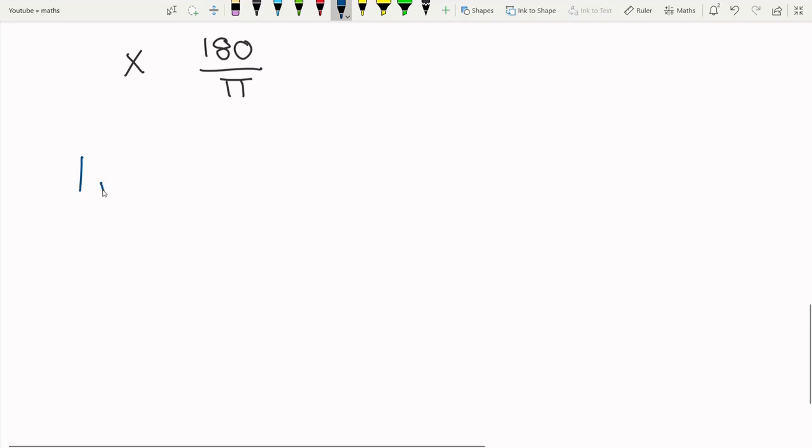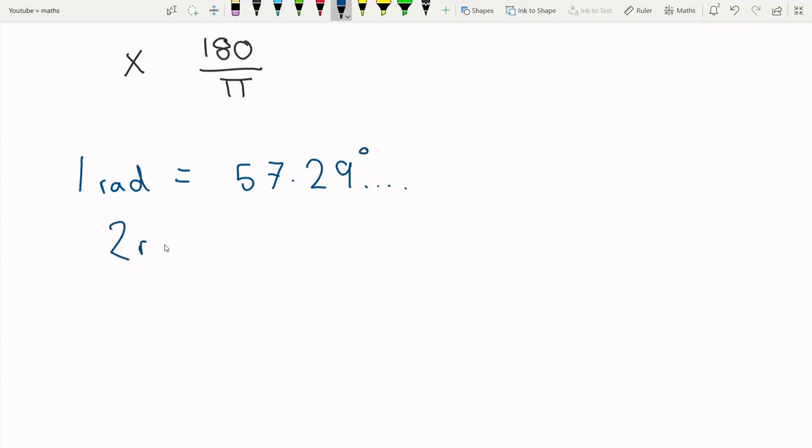So what is 1 radian? Well, we've said that before, 57.29, keeps going on, degrees. 2 radian is just double that. Again, it keeps going on forever.